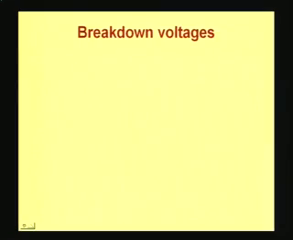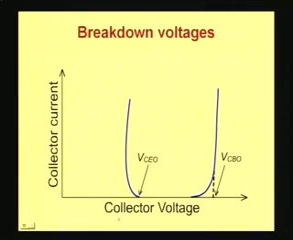Now, having considered the active region of operation, it is also important to know the breakdown characteristics of a transistor. So collector current as a function of collector to emitter voltage shows a breakdown characteristic something like this. This is the VCEO, which we discussed already.